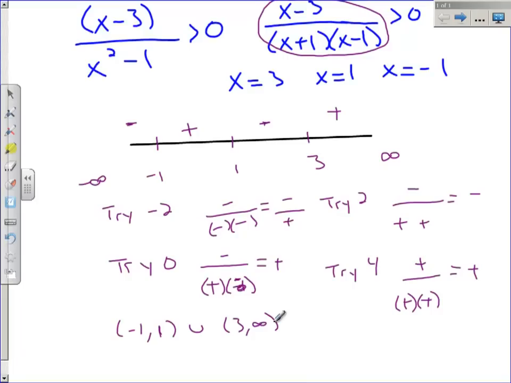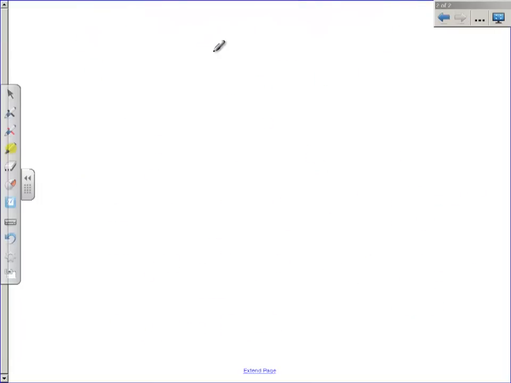Okay, so let's see how this is going to help us when we're drawing a graph. So let's go to the next page and see if we can actually draw this graph. So my original function is (x minus 3) over (x minus 1)(x plus 1). Let's answer everything we can about this. This is our rational inequality.